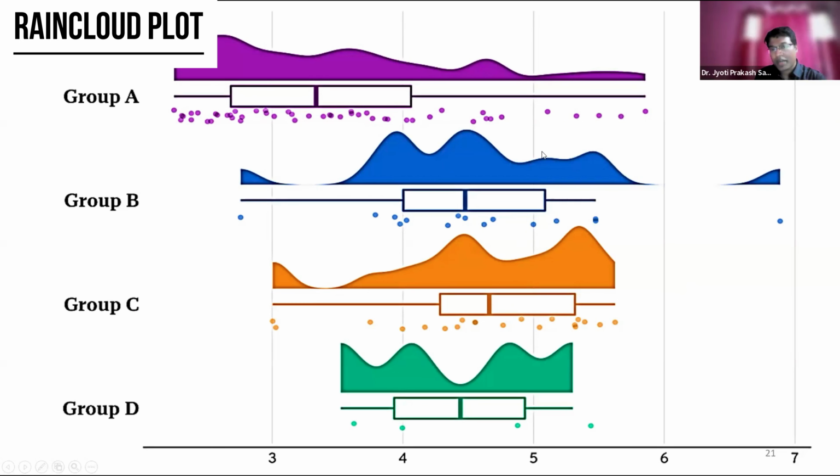This is the cloud, the pattern of distribution of all the data set. And this is the box and whisker plot at the dense cloud. And here are the raindrops. So this is known as rain cloud plot. The individual data set, the median values, and the distribution pattern. This is the half violin.